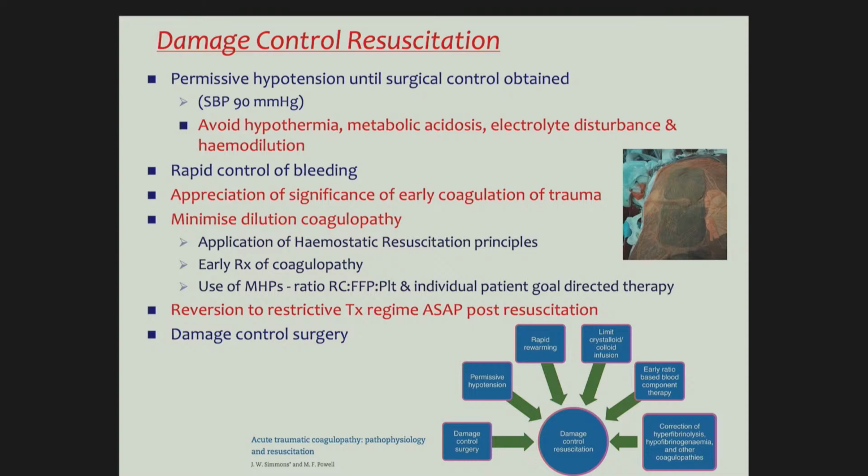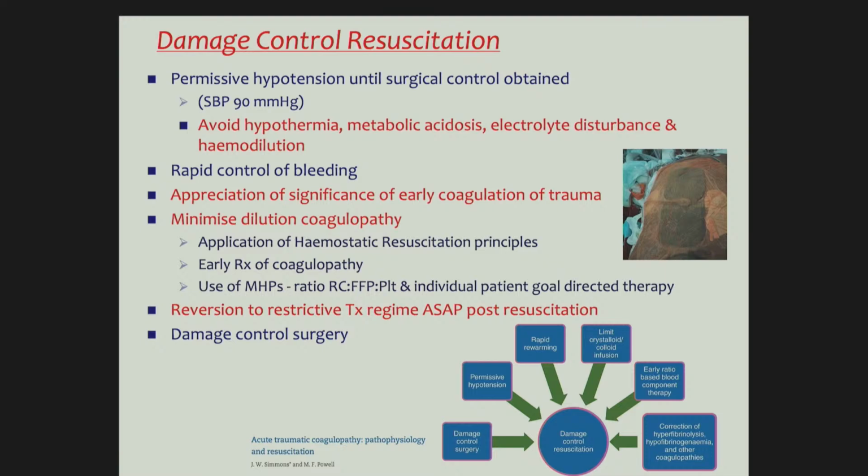The suggestion is to have a ratio of red cells to plasma to platelets, but once we've got some definitive laboratory results, move to an individual patient goal-directed treatment plan. Once your patient has been stabilized, revert back to a restrictive transfusion regime. I don't want to inappropriately transfuse the patient, and I'll talk about the massive transfusion protocol, but when you've got to this stage where you've stabilized your patients, it's really important to let the laboratory know that the patient's stable, we're not going to need your urgent responses anymore.